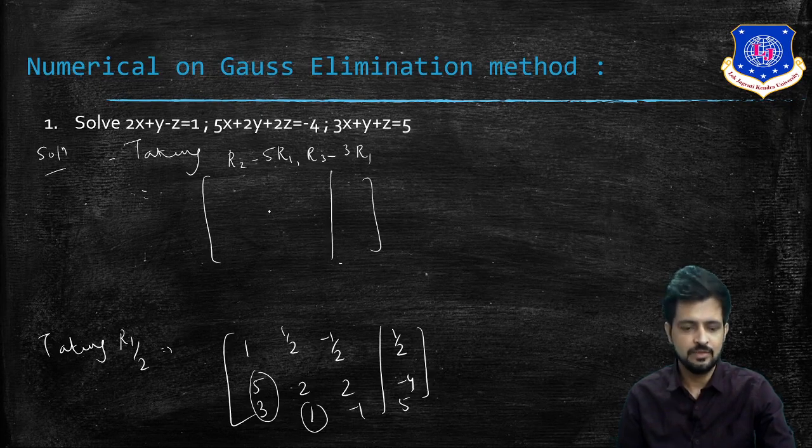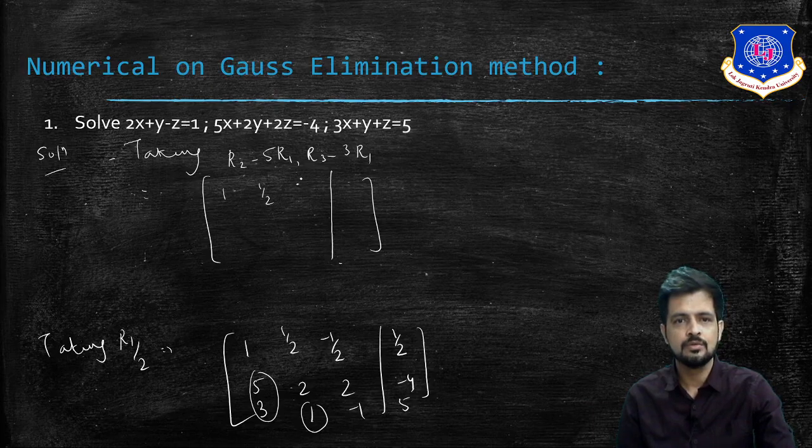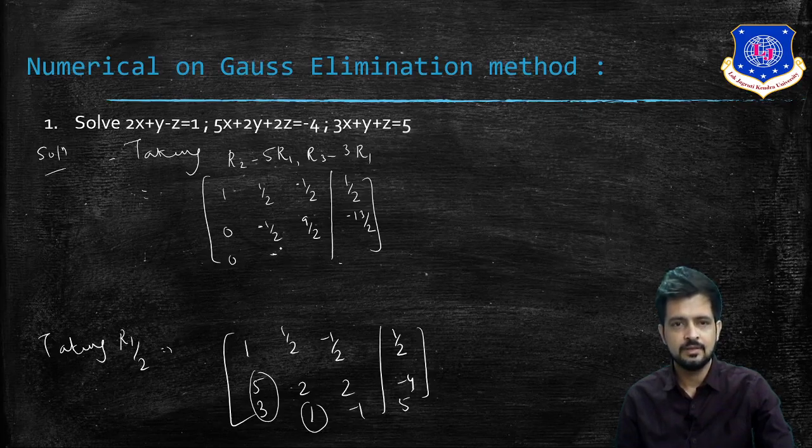So my updated matrix will be 1, 1 by 2, minus 1 by 2, and here 1 by 2 will come. Then 0, minus 1 by 2, 9 by 2, minus 13 by 2, and then here 0, minus 1 by 2, 5 by 2, and 7 by 2.